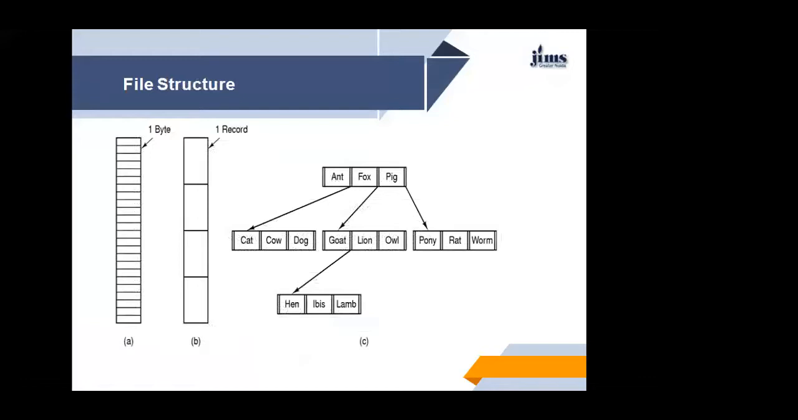The ant directory has some files: cat, cow, dog. The fox directory has god, lion, owl. The pig directory has its own files. The god directory has hen, ibis, lamb, and so on. As we are using the directory structure, you are very familiar with this. One of them is called the single level directory.